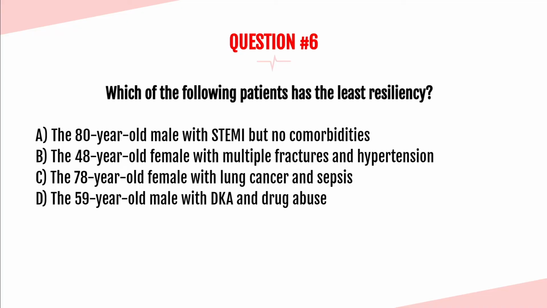What is resiliency? Resiliency is about bouncing back, and we need to look at all of the factors that contribute to this. So that includes age, acute illness, chronic illness, and support systems. So given that, which of these patients would have the most trouble bouncing back? Probably the 78-year-old female with lung cancer and sepsis. Again, do a bunch of these practice questions on the ethics and professional caring side so that you familiarize yourself with the patterns and the verbiage.